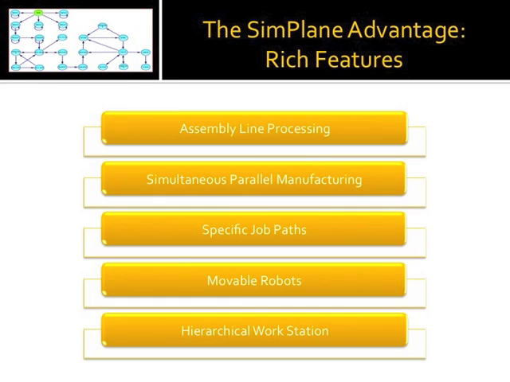Rich features. Since we are simulating a reconfigurable assembly line, of course the first feature is its ability to simulate assembly line processing. Secondly, our product also considers simultaneous parallel manufacturing, which performs multiple jobs at the same time. Then it also helps you to simulate if you have a specific path for each particular job in the system, movable robots, and hierarchical workstations.